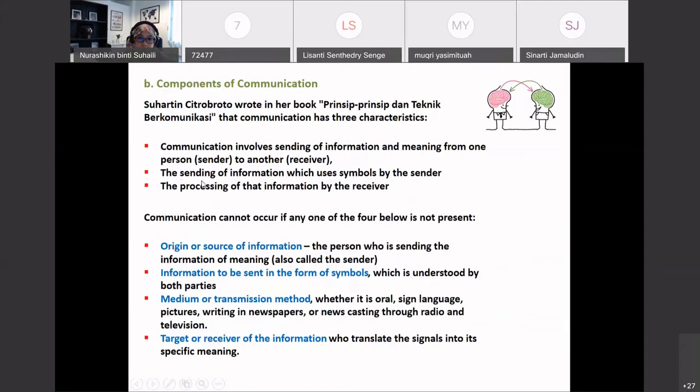Okay, right. The components of communication. As I told you, there must be the origin of the information. I'm not going to read one by one, I'm just going to emphasize the main points. The origin or source of information. So in the case of scientific information, what is the information all about? The scientific findings, the scientific discovery, the scientific results. So of course, in order to get that scientific result, you must do the scientific research, right?